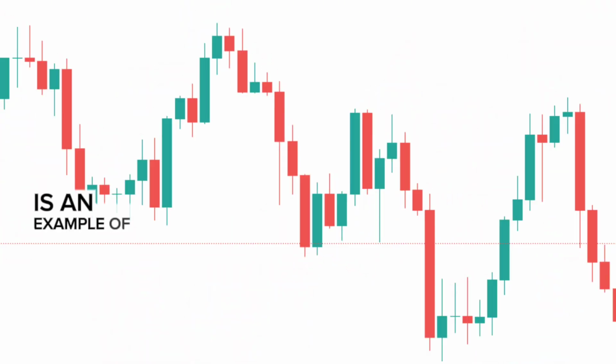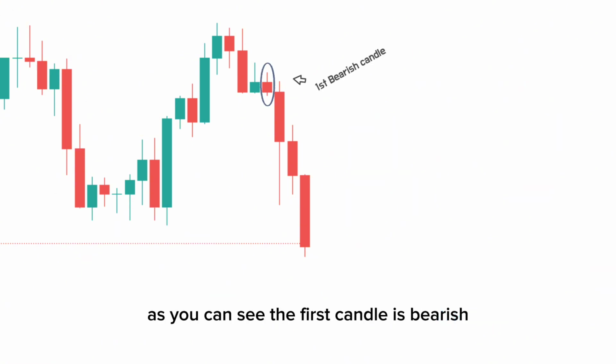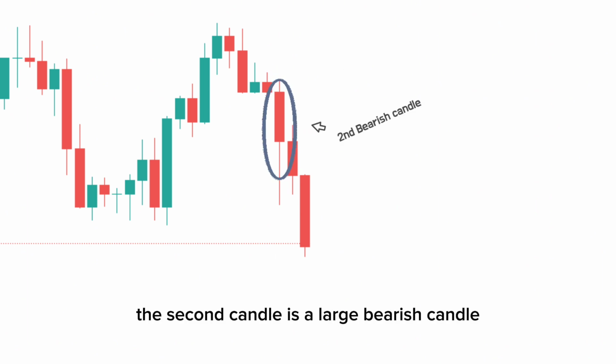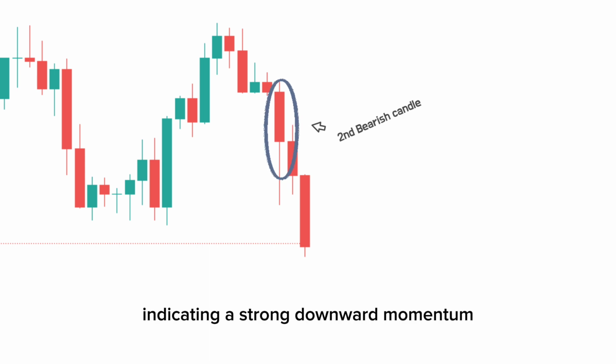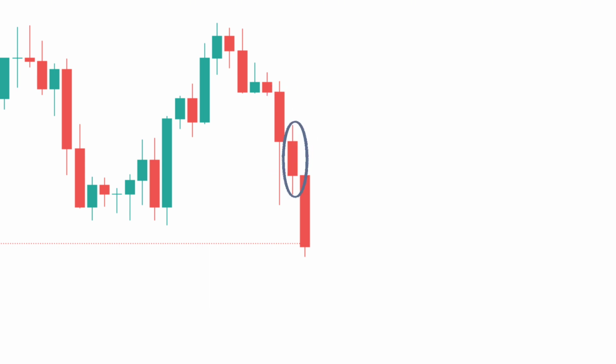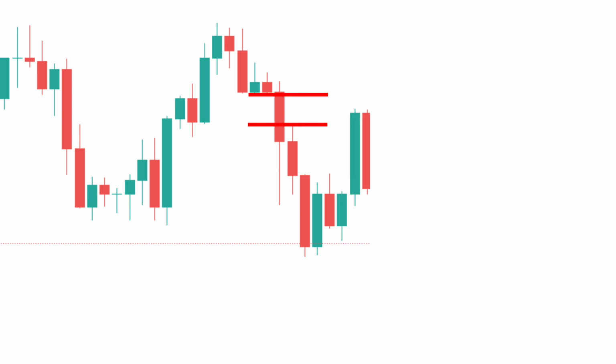Here is an example of a chart with a fair value gap in a downtrend. As you can see, the first candle is bearish, indicating a downtrend. The second candle is a large bearish candle, indicating a strong downward momentum. The third candle is a bearish candle, indicating a strong downward momentum. This candle creates a gap between its high and the low of the first candle, which is the FVG. You can see the price returning within the gap created by the third candle for a continuation of the downward trend.